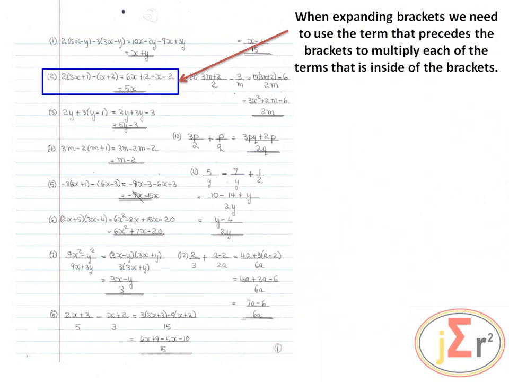When expanding brackets, we need to use the term that precedes the brackets to multiply each of the terms that is inside of the brackets. And let us take a look at what that means.